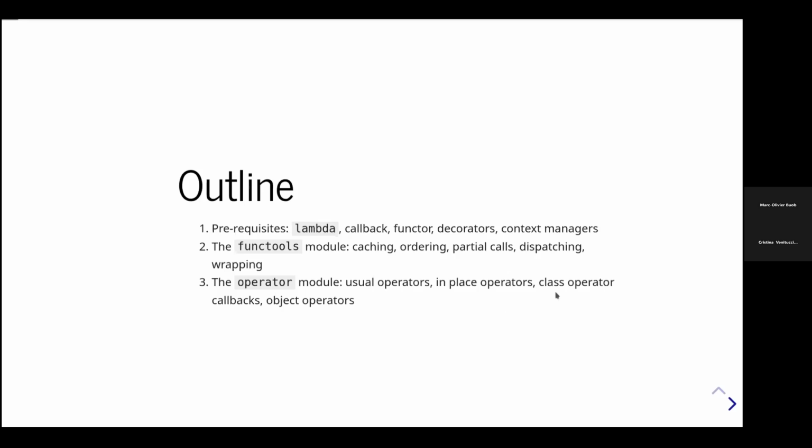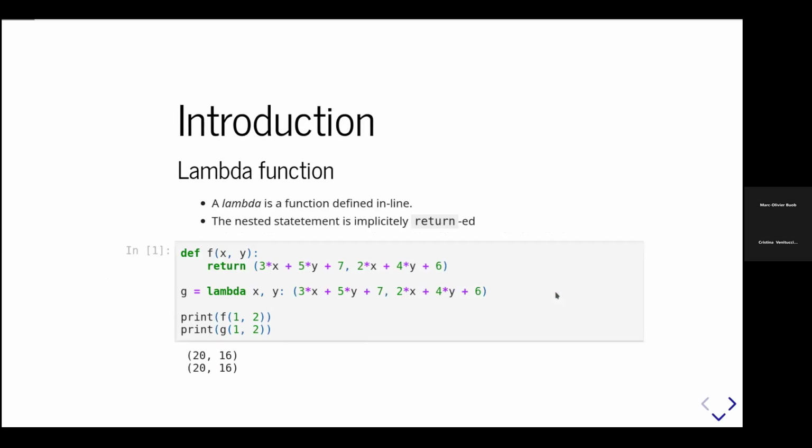Okay, so let's go. Introduction: what is a lambda function? This is just a way to write a function in an inline way. In this example, you have the function f that takes two parameters, x and y, and returns some value. You can rewrite this function as a lambda function, like g. As you can see, the parameters appear after the lambda keyword, and then after the colon, you have the value that you want to return. You can observe that there is no return, because there is only one operation in the lambda function, and the result of this operation is returned. So this is the lambda keyword.